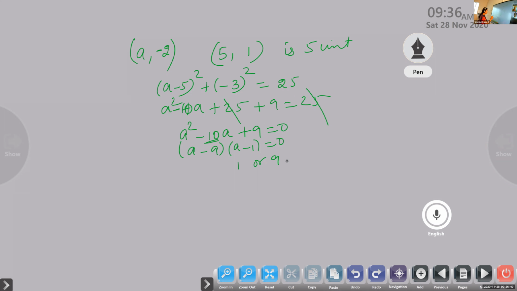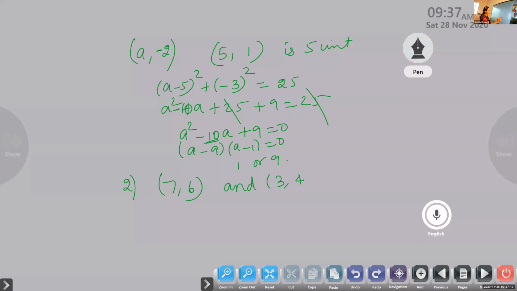Can you read the second question? Find the point on the x-axis which is equidistant from the points (7, 6) and (3, 4). (7, 6) and (3, 4).